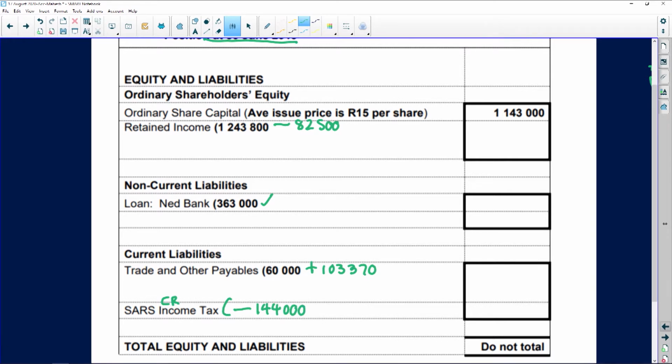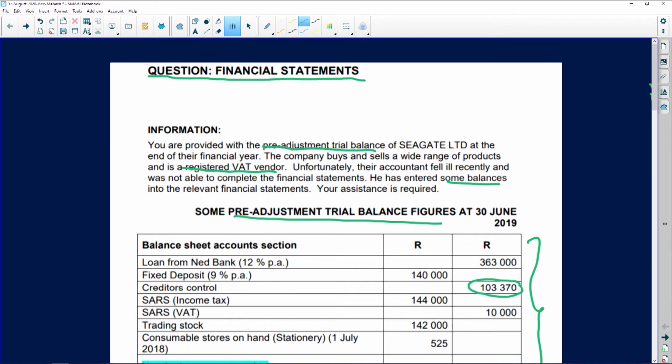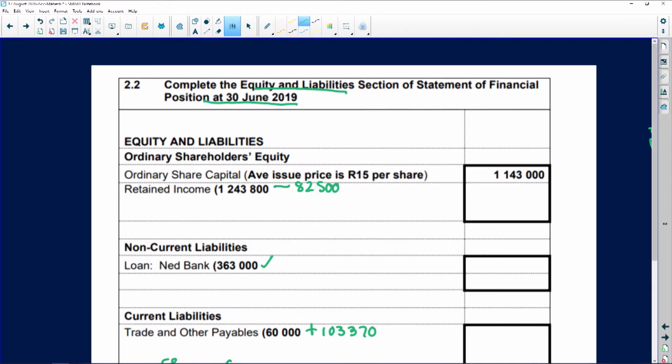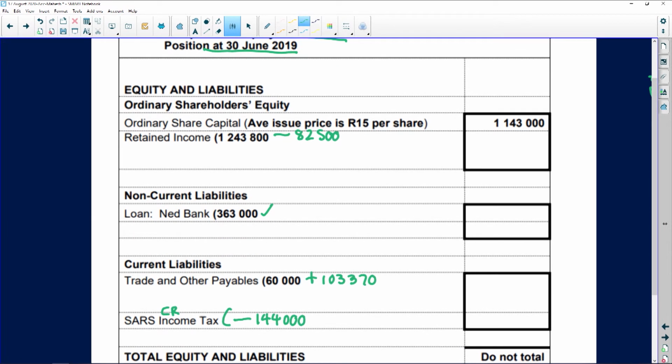Right, next amount in the trial balance. I know this is taking a bit of time, guys, but this is important. SARS VAT. So as you can see, we are owing an amount of 10,000 for VAT. Okay, and obviously that affects my current liabilities, right? So I'm going to put that amount under trade and other payables. We are owing, in terms of VAT, an amount of 10,000.